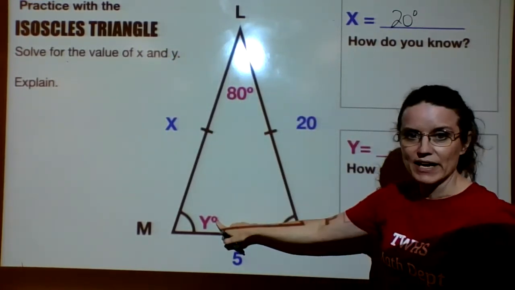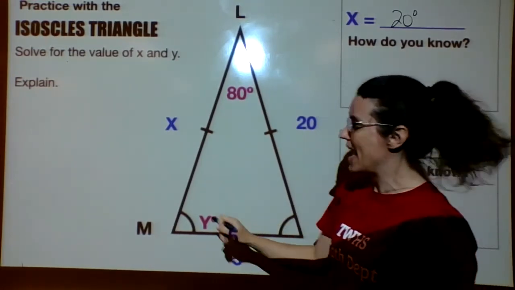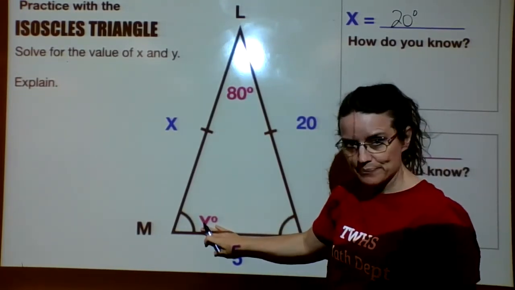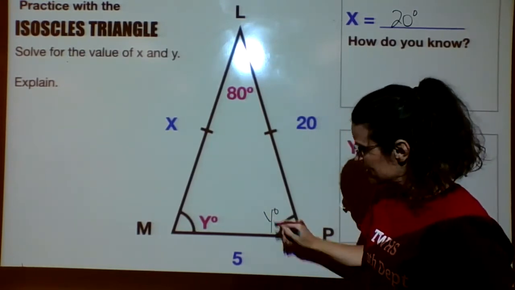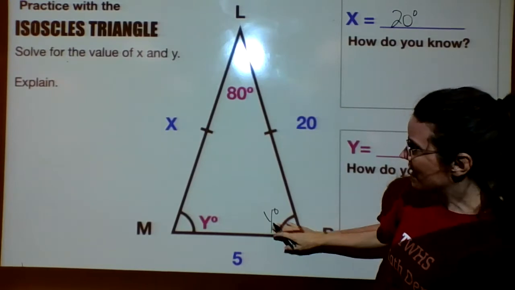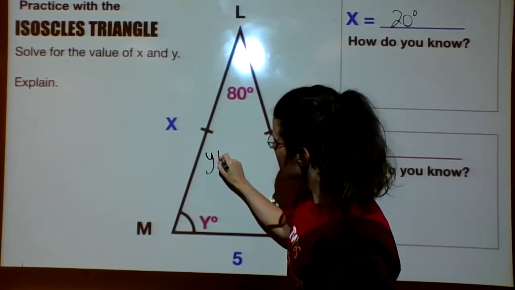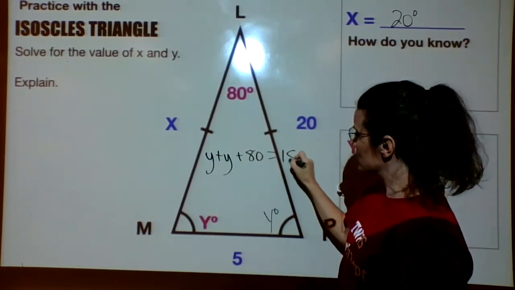Then I need to find out angle Y. This is where you have to go back and remember, I know that triangles add up to 180. So I've got this guy's Y. Well, this is one of the other base angles. It has to be the same, so it's also Y degrees. This guy and the 80 degrees have to add up to 180. So I'm going to write that down. Y plus Y plus the 80 equals 180.